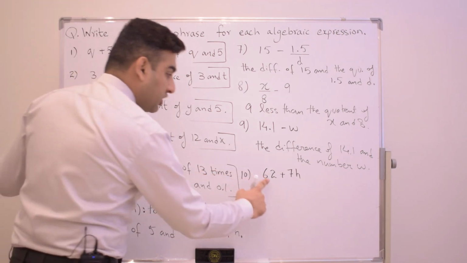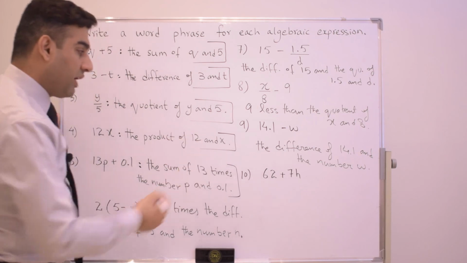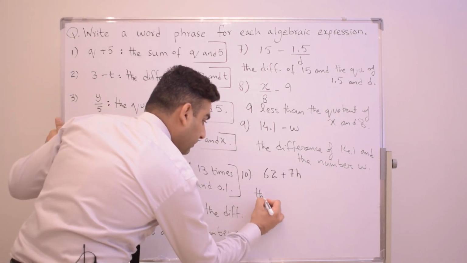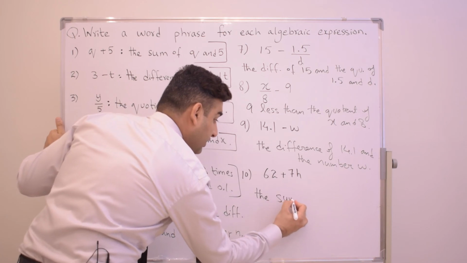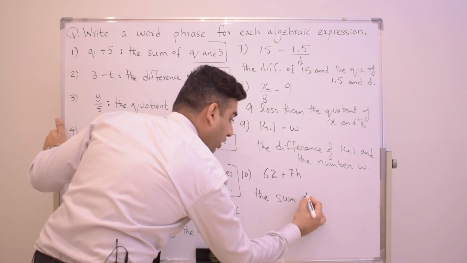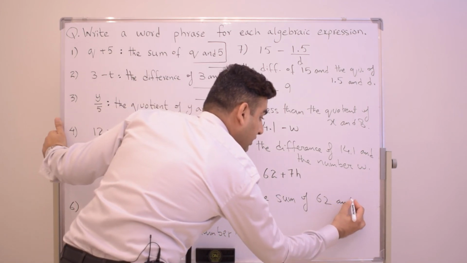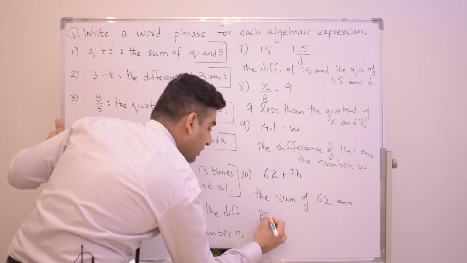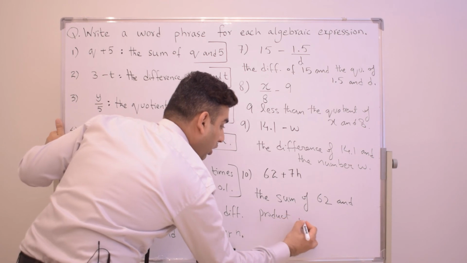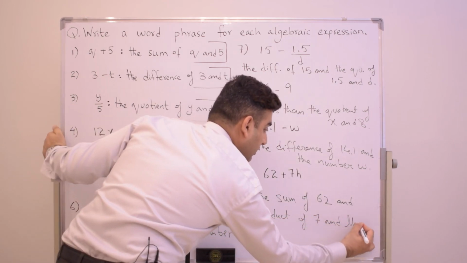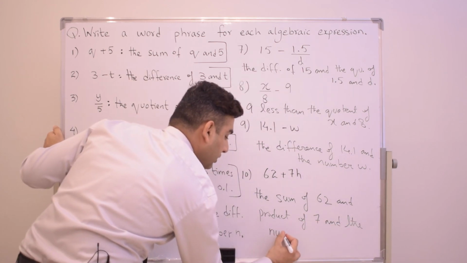Okay, now guys, number 10. It will be 62 plus 7h. So how will you write it as a word phrase? It will be the sum, sum means plus, the sum of 62 and the product of 7 and the number h.